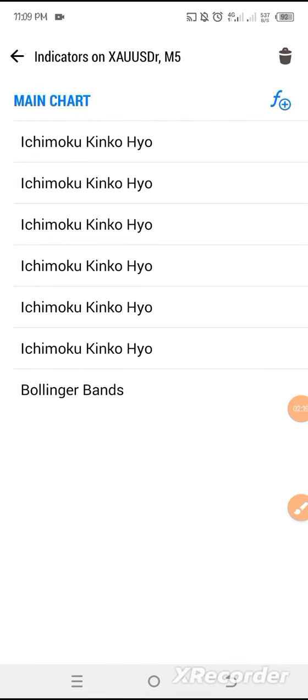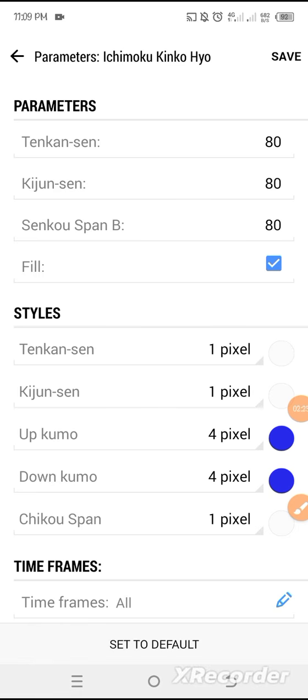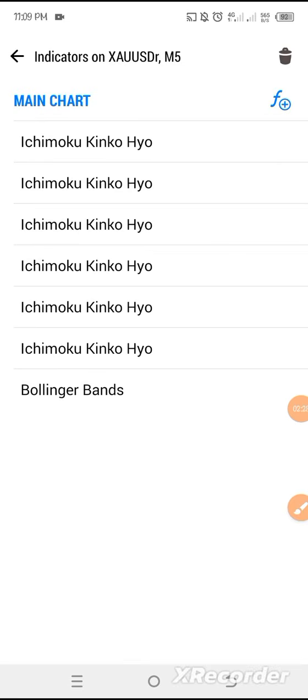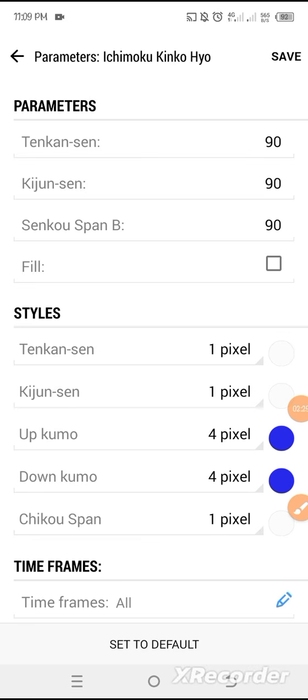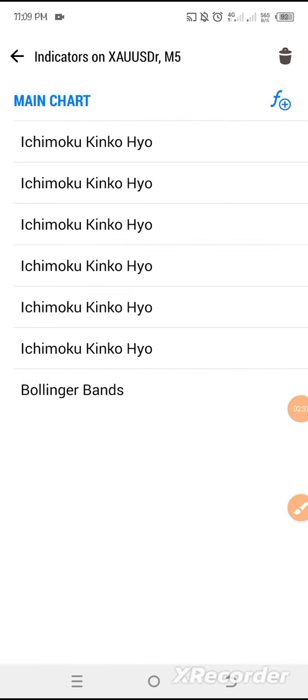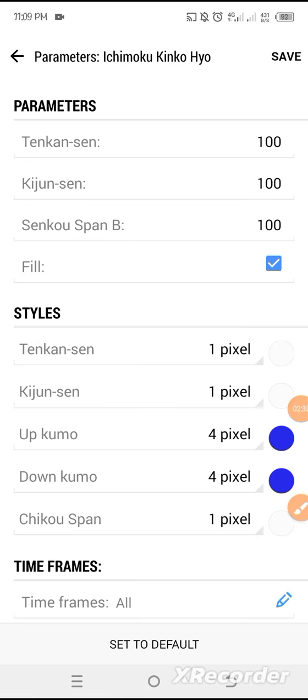Then you click save. Then the next one, which is number 4, is 80. Then the next one is 90, as you can see. And the last one, the number 6 Ichimoku, is 100.